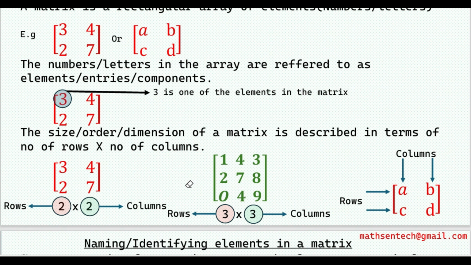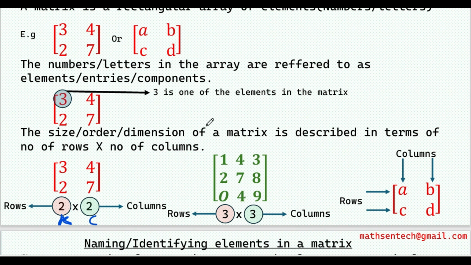Why is it 2 by 2? The first 2 is for rows, and the other one is for columns. So 2 by 2 means 2 rows and 2 columns. The next one we have is 3 by 3, as you can see there: 3 rows, 3 columns. As far as matrices are concerned, we always start with rows followed by columns. Rows always take precedence when talking about matrices. You can see it's well illustrated there.